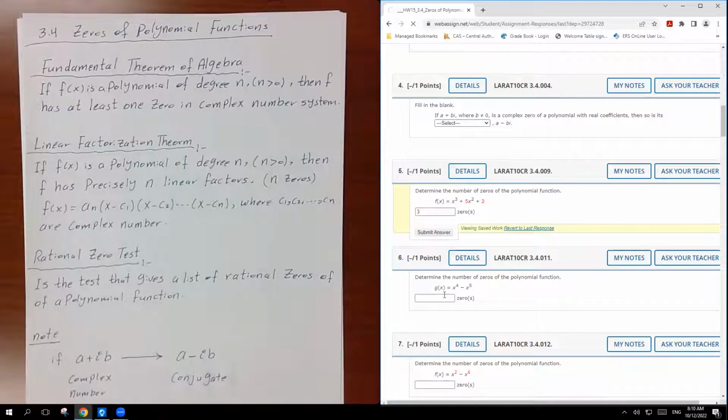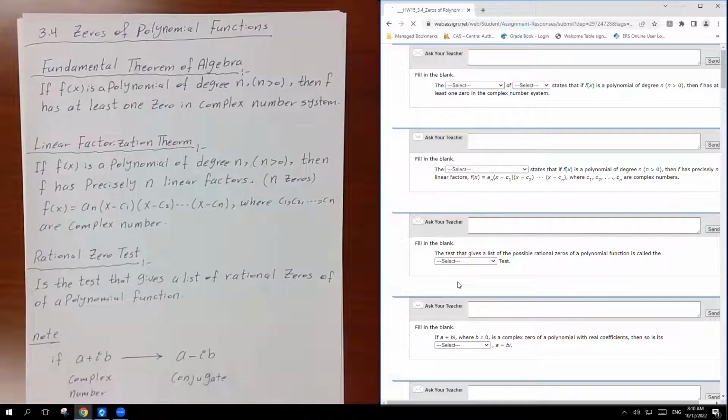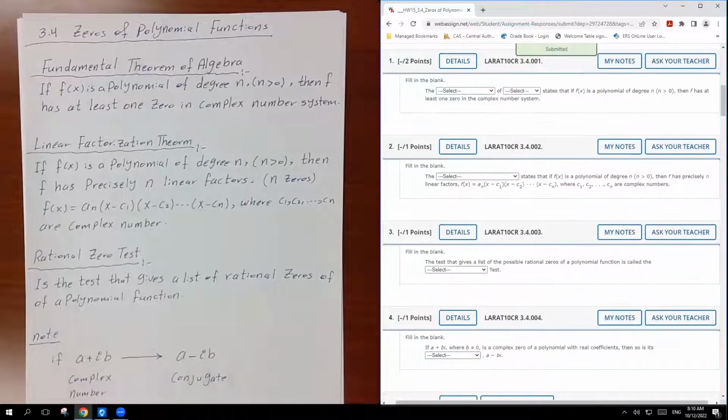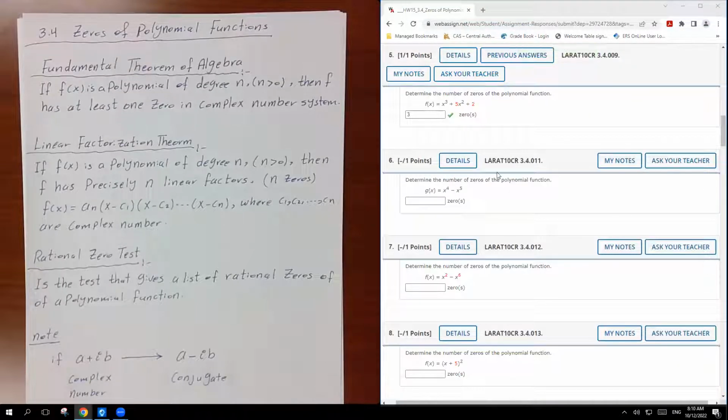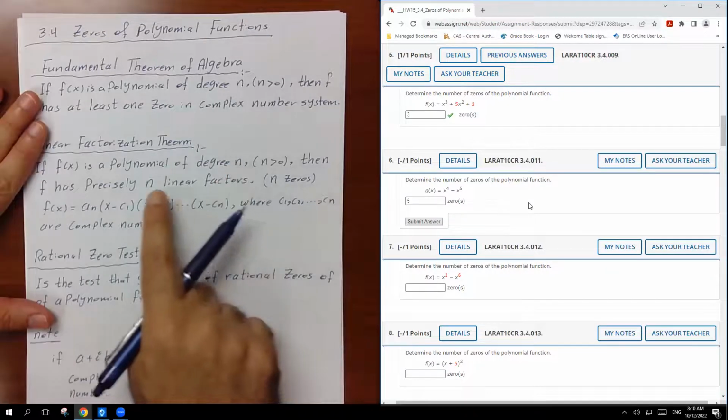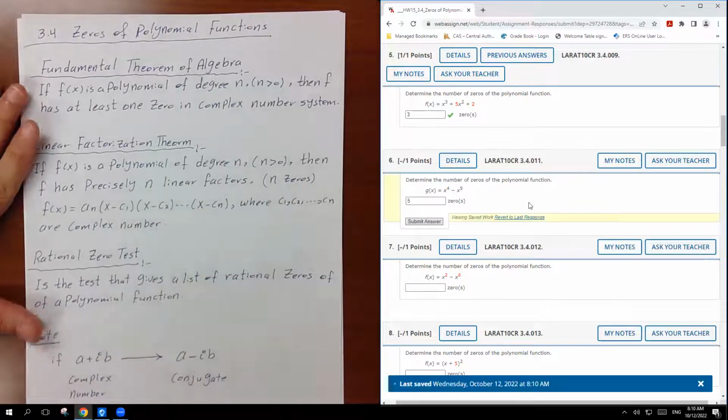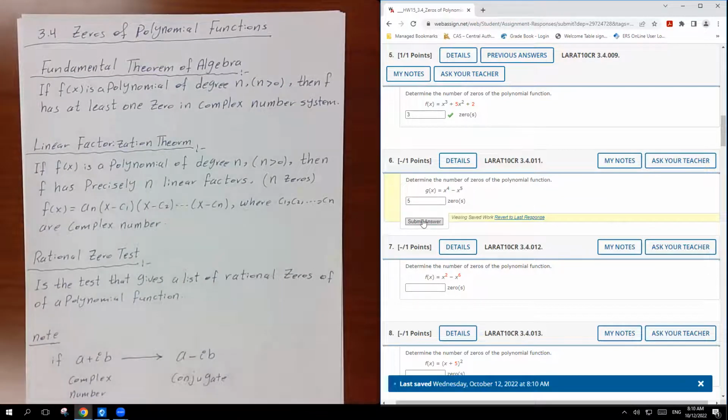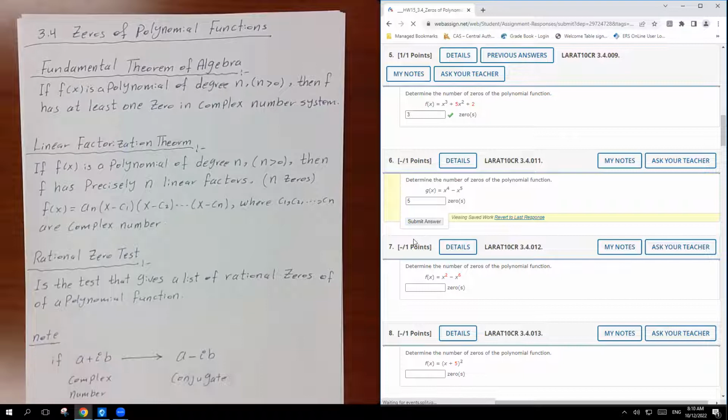The same thing with this one, but be careful. You have to look at the highest exponent. If you look at the next example, the highest exponent is n equals 5. That means the degree for this polynomial is 5, so we have 5 zeros on this one, because if the degree is n, you have n linear factors, or n zeros, which means n solutions. So this is this example. We're going to keep going.